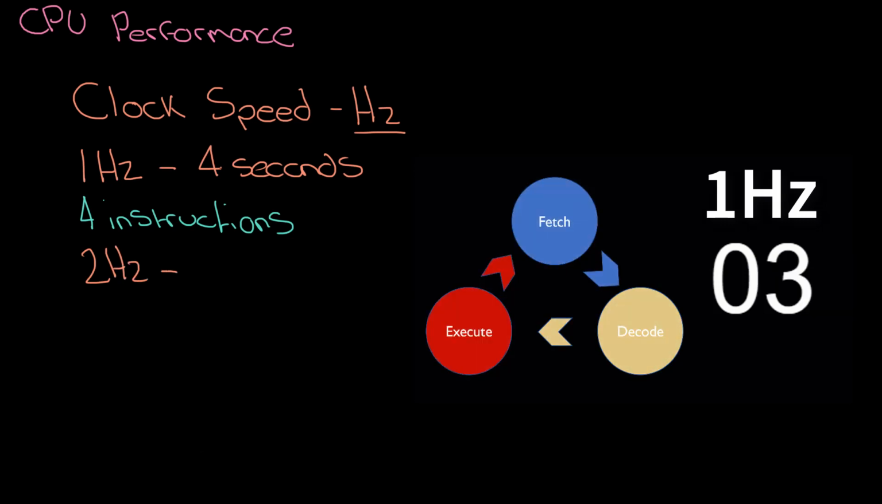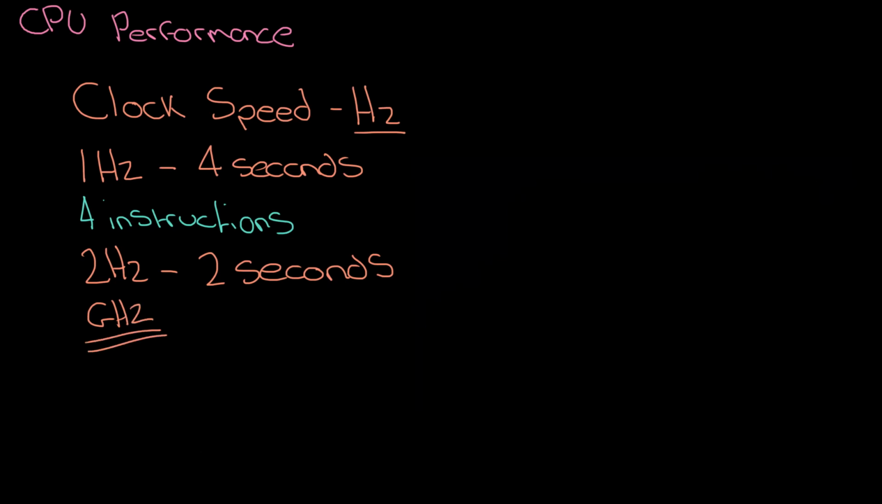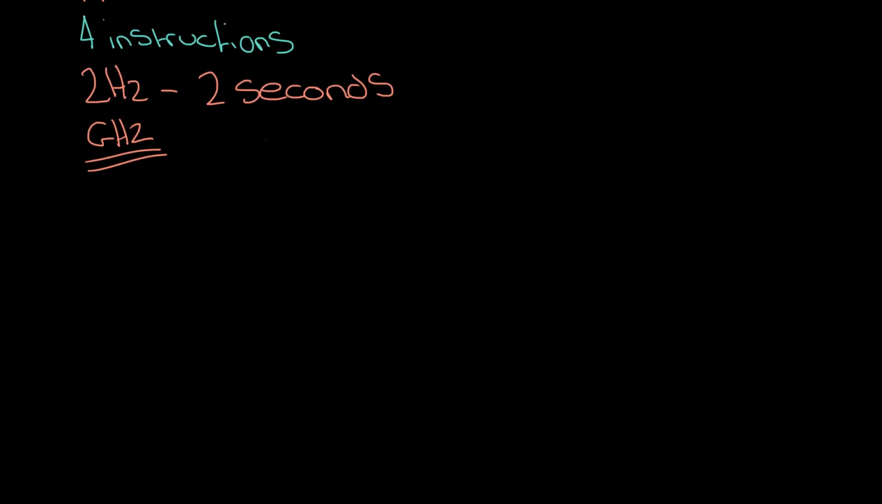However, if I get a CPU which has got 2 hertz, I'm still processing the same amount of instructions here, so 4 instructions, but it's 2 hertz. Have a look at the animation right now. It takes 2 seconds, okay, because I can process them twice as fast. So I'm improving the performance of my CPU by increasing the amount of times I can go around the fetch, decode, execute cycle in a second. And so modern processors now are measured in gigahertz. So you're talking about billions of cycles a second. And that can be sometimes across multiple cores, which is what we're going to talk about next.